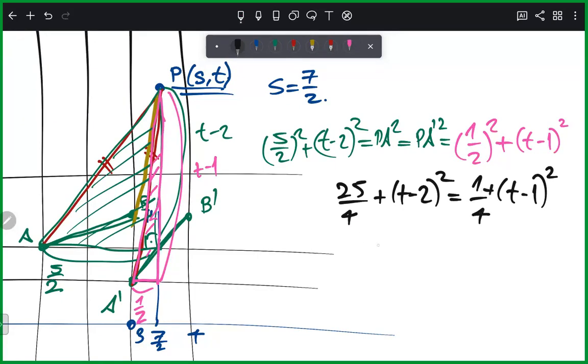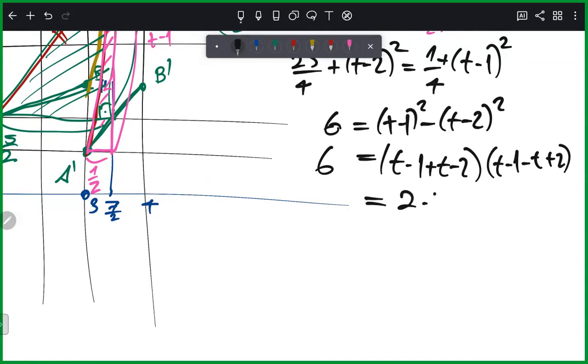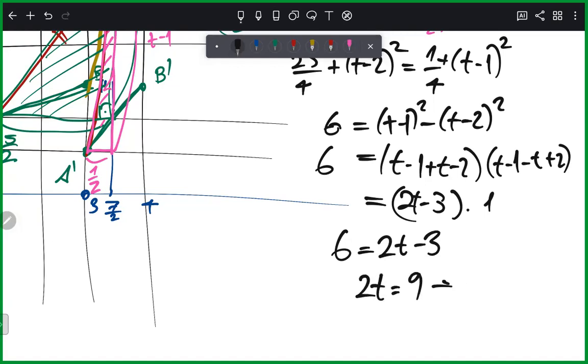So move the constants to the left, and this simplifies to 6. The right-hand side is (t minus 1) squared minus (t minus 2) squared. Let's use the difference of squares to write 6 equals (t minus 1 plus t minus 2) times (t minus 1 minus t plus 2). And this is (2t minus 3) times 1. So 6 equals 2t minus 3, or 2t equals 9, t equals 9/2.